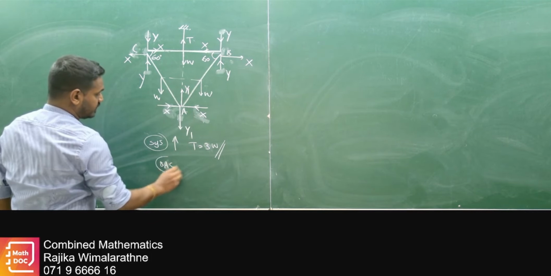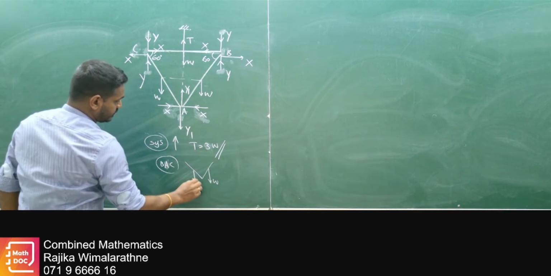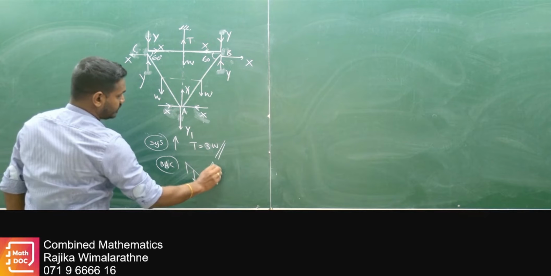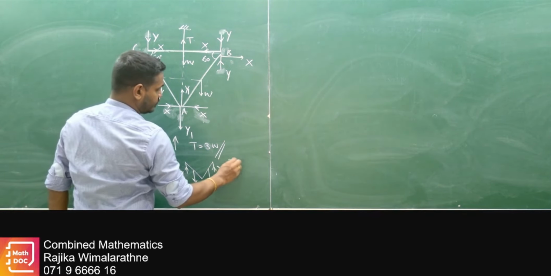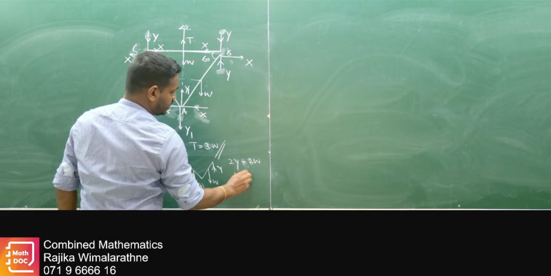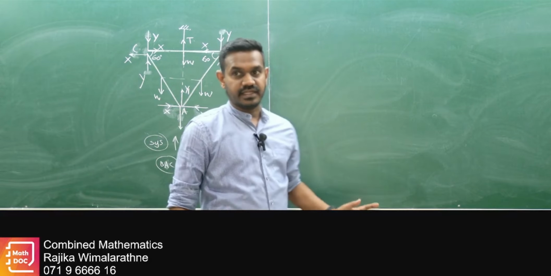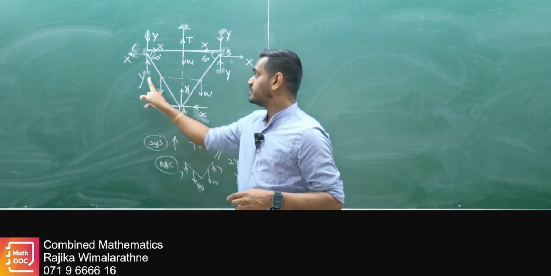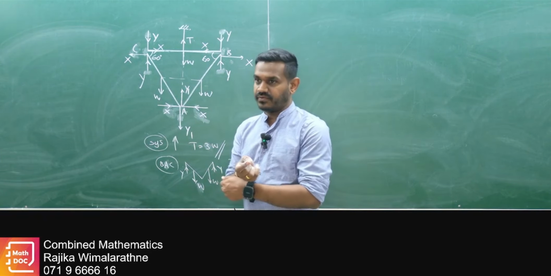Consider the BAC part. Now here W, W, upward Y, upward Y. Then 2Y equal to W, then Y equal to W. Therefore, when finding vertical forces, it is very easy. Then consider this part, these two, Y, Y, 2Y equal to W, then Y value equal to W.